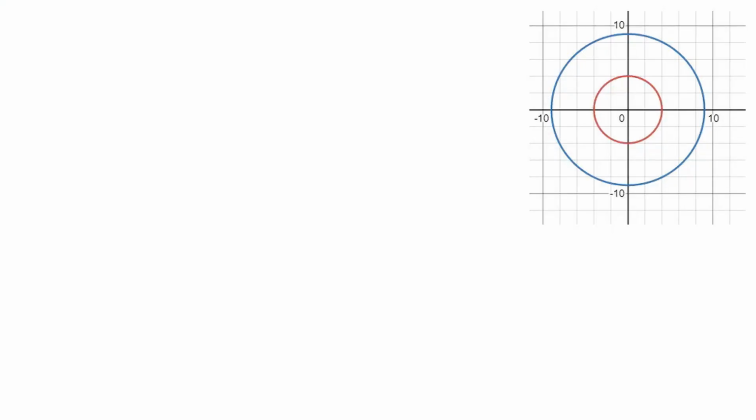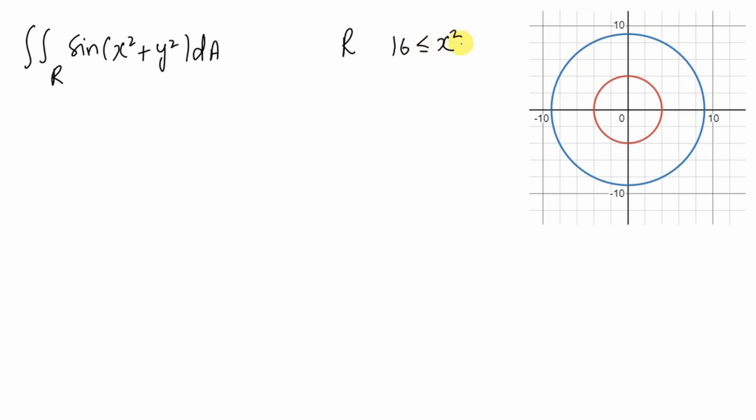So here in this problem we have to evaluate the double integral, which is the double integration over region R of sine of x square plus y square dA, and the region R is defined as 16 is less than or equal to x square plus y square, which is less than or equal to 81. Now we have to solve this integral by using polar coordinates.